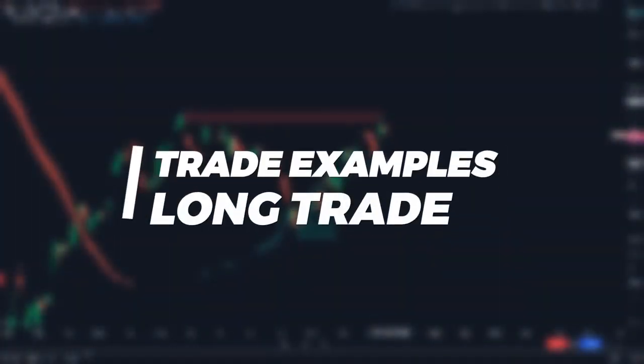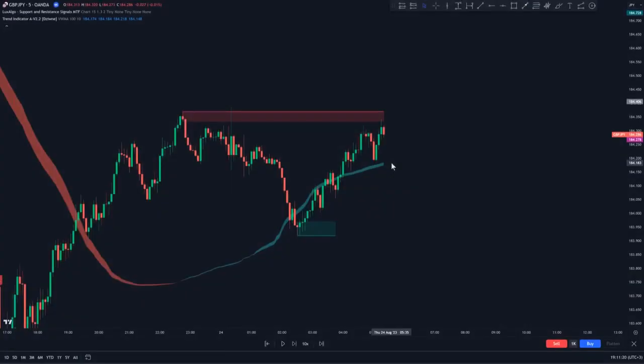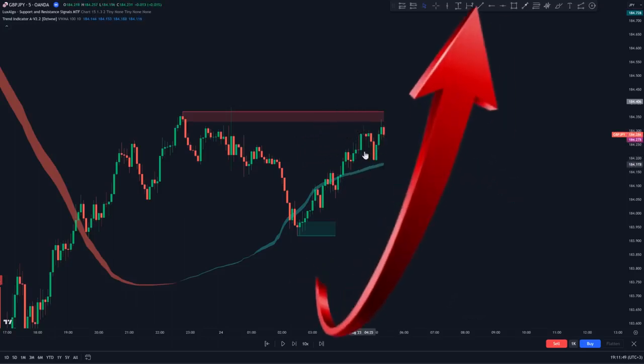To take a long trade, we're going to ensure that the market exhibits a bullish trend to increase the chances of the price moving in the direction of our trade. To determine this, observe the trend ribbon on the trend indicator. It should be colored green with the price trading above it, signaling a bullish trend.